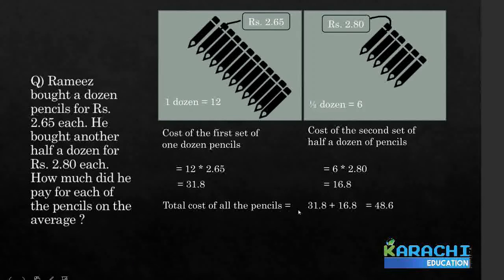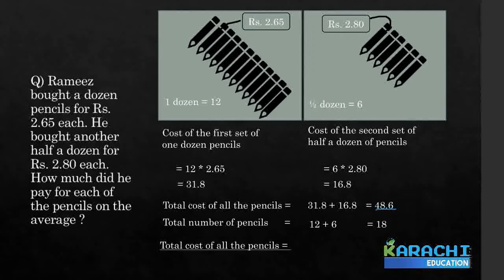Okay, the total cost of all the pencils is now 48.6, and the total number of pencils for both the sets are going to be 12 plus 6. 12 plus 6 is going to be 18, and according to the average formula, total cost of all the pencils divided by total number of pencils is equals to 48.6 divided by 18. There you go, 2.7. So Ramiz is going to pay rupees 2.7 for each pencil, right?